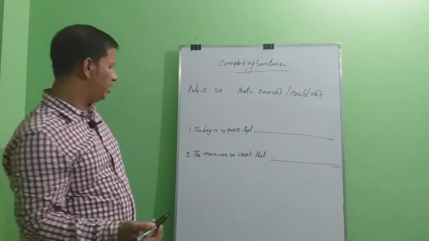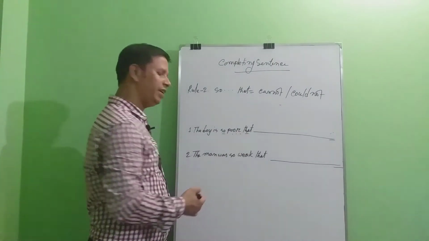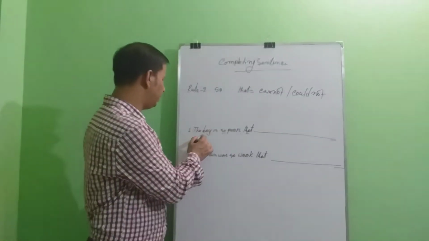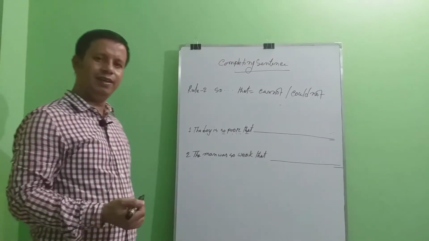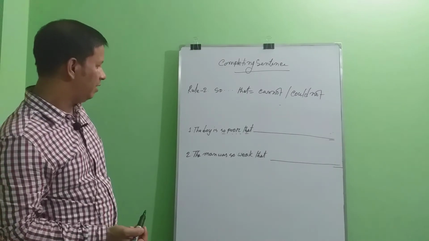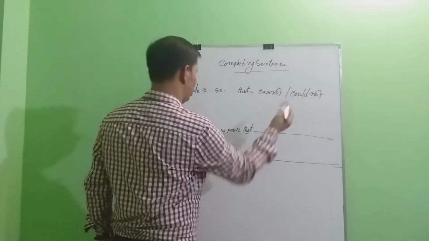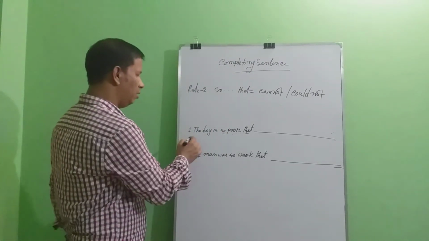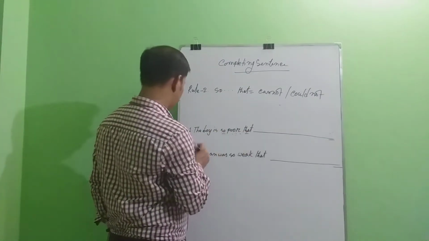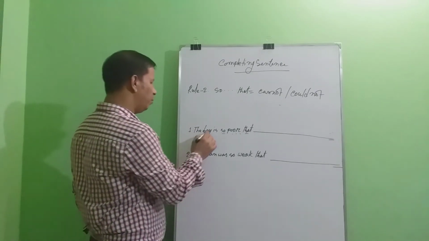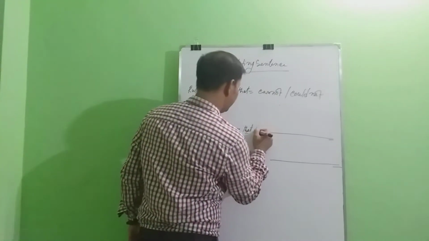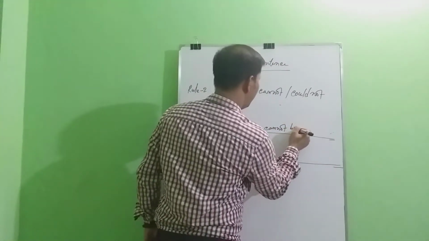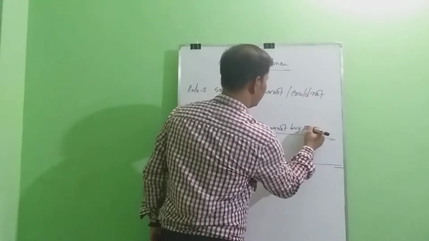So if you see the use of so that in an incomplete sentence, and if the given part of the sentence is simple present tense, in this case you can use cannot. So according to this rule, we can write in the first sentence, the boy is so poor that he cannot buy the shirt.